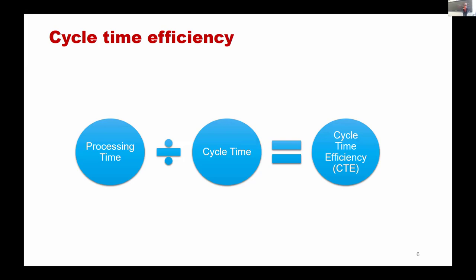So in this business process I mentioned to you, imagine that on average, I spend 60 minutes working on one order, roughly what my workers spend on it. And the cycle time on average, let's say, is 10 hours.